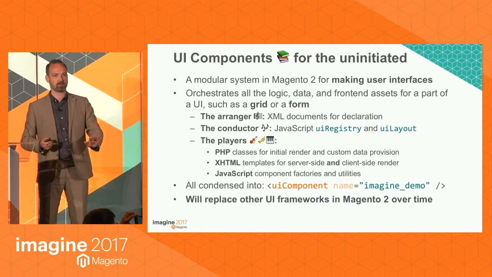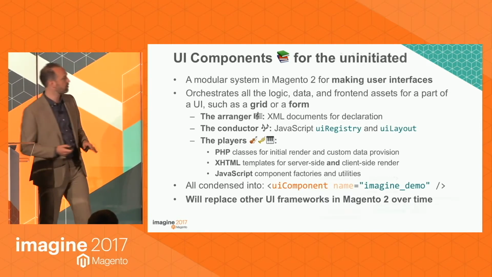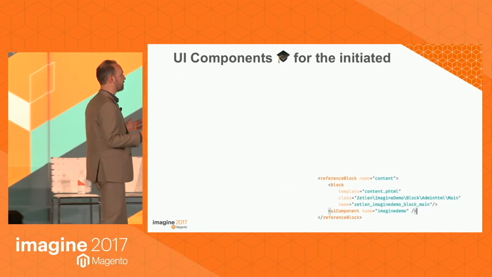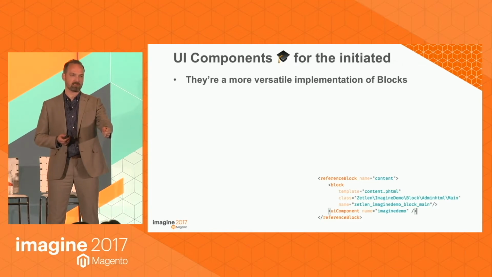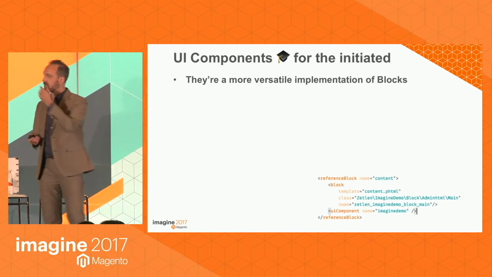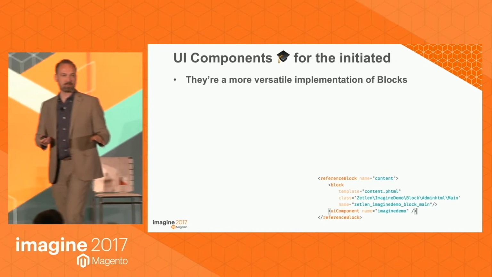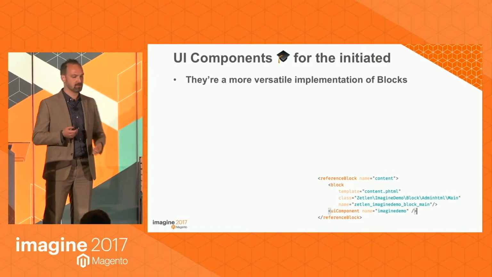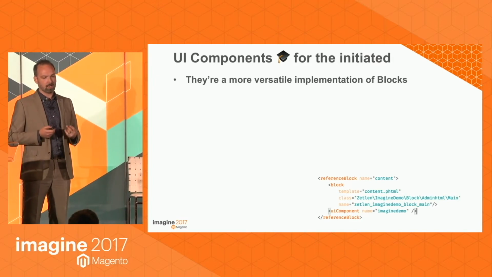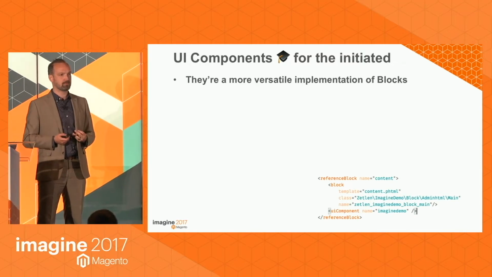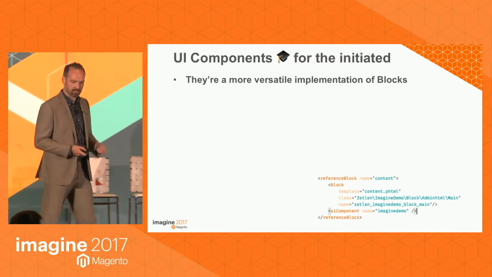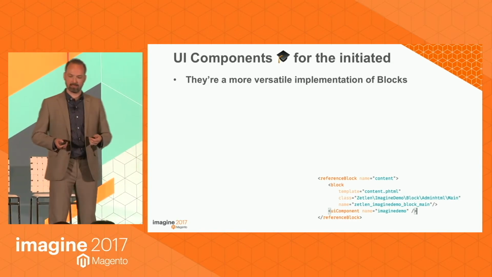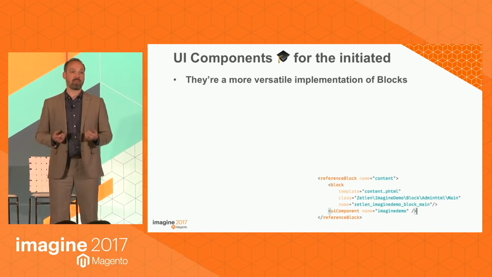So that's the basics, right? But a lot of you know the basics. So here's UI components for the initiated. If you already know Magento, I can tell you straight up, UI components are blocks done right. The block is a hugely successful concept in Magento, right? We all love it. It's analogous to a view model in some other systems. But a modern website needs a little bit more expansive concept than the block interface provides, one that acknowledges that total functionality lives in the front end and the back end in concert. And UI components are that.